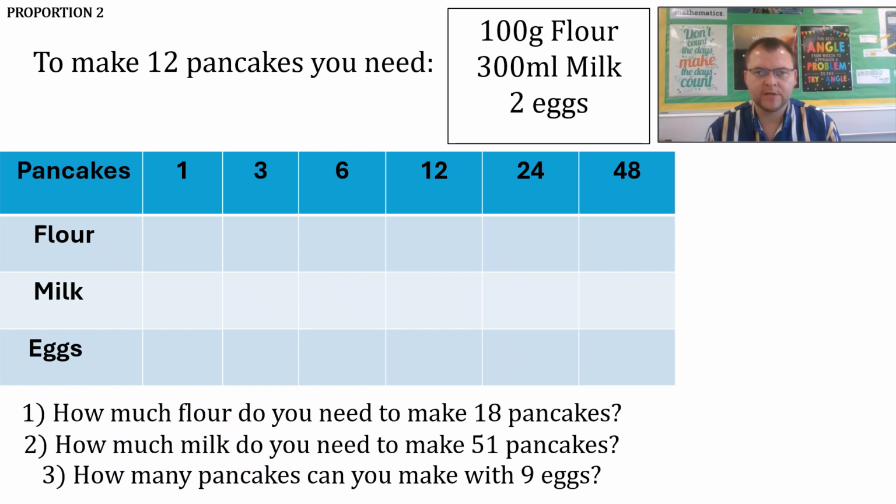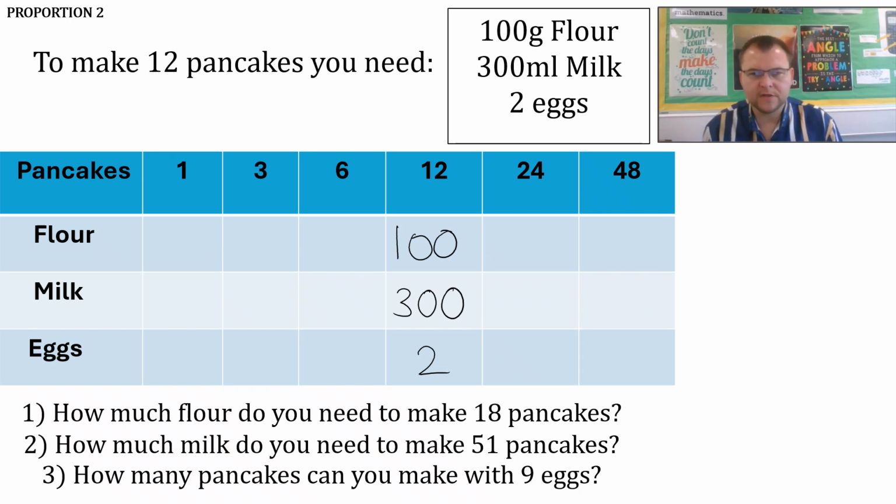So, recipes. To make 12 pancakes, you need the following ingredients: 100 grams of flour, 300 ml of milk, 2 eggs. So because that's 12 pancakes, that's our marker. Okay, I'm going to ignore the units to start with. Put numbers in kind of at face value. 3 questions I've written down the bottom.